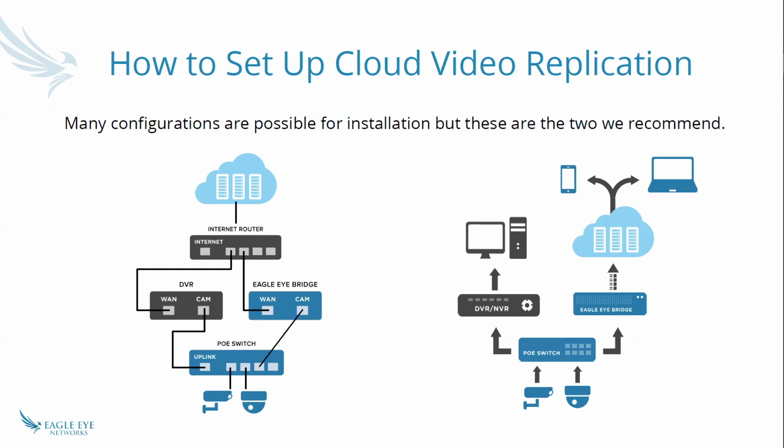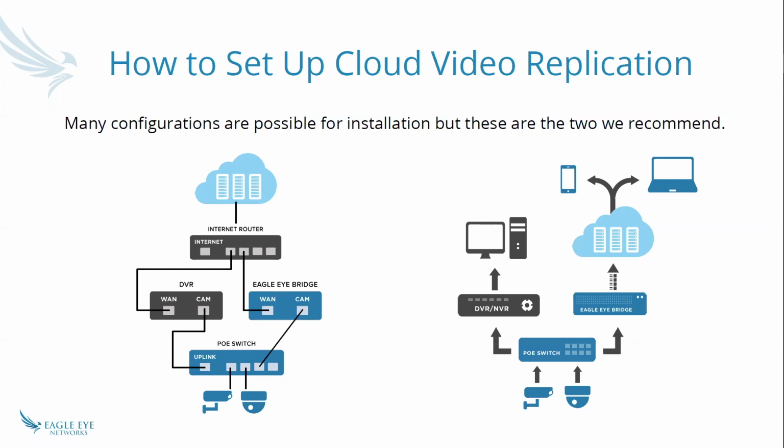So it's very easy, almost a plug and play functionality to plug it into the existing network, plug it into the egress point out to the internet, and it just reaches out and starts talking to the cloud. And you can do that on the same VLAN that you may be connecting your existing DVR or NVR.